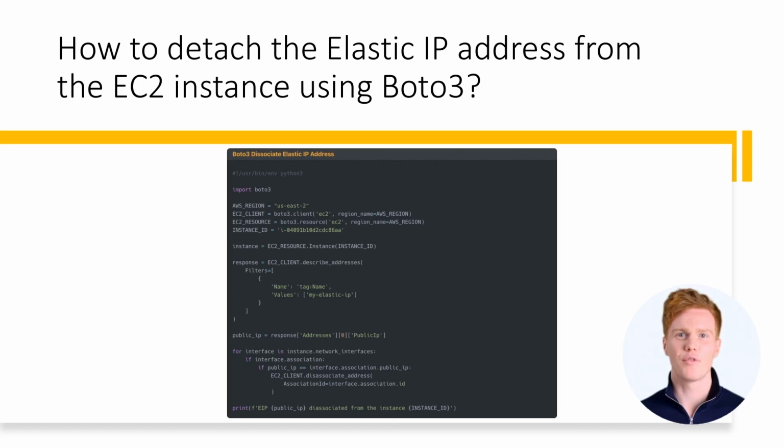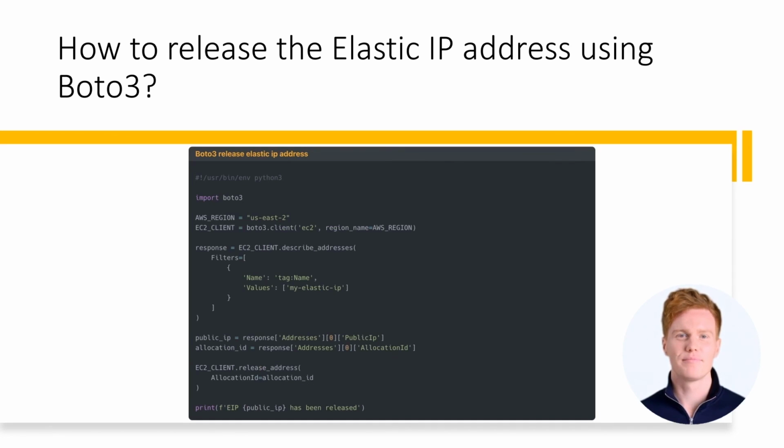To disassociate or detach an elastic IP address from the EC2 instance, you need to use the disassociate address method of the EC2 client. The disassociate address method requires the association ID argument, which you can find by processing the list of the EC2 instance network interfaces. And finally, to release an elastic IP address, you can use the release address method of the EC2 client. This method also requires an allocation ID, which you can get from the results of the describe addresses method execution.